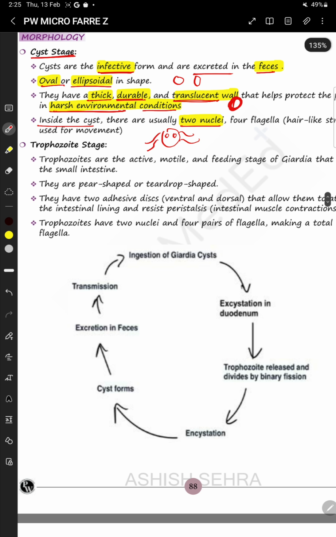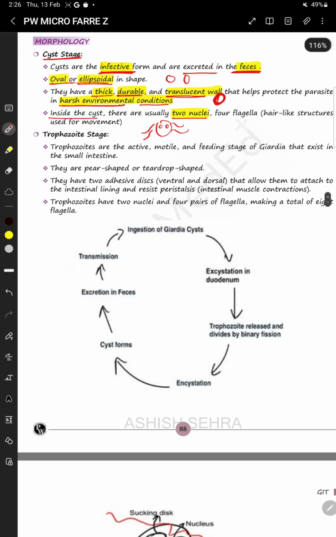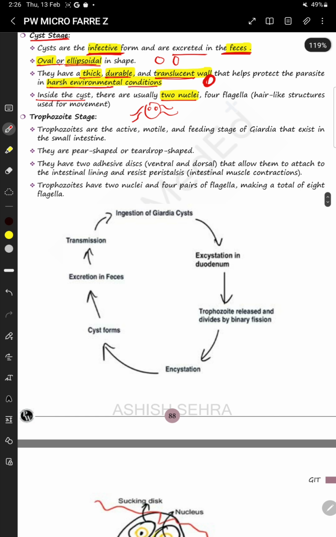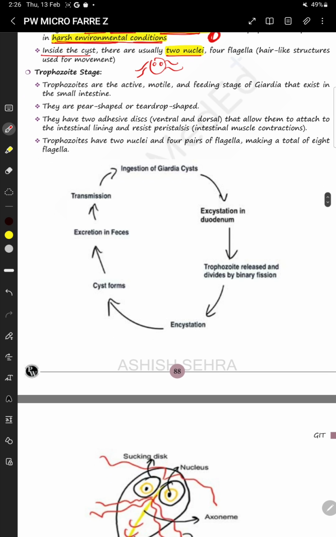So cysts are the infective forms. They are excreted in feces. They are ellipsoid or oval in shape. They have a thick, durable, translucent wall that helps protect the parasite in harsh environmental conditions. Inside the cyst, there are two nuclei and four flagella, hair-like structures for movement.